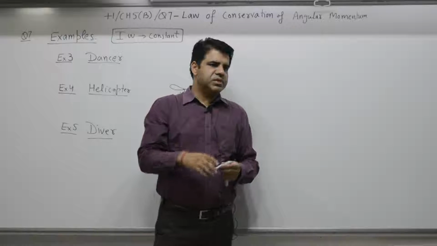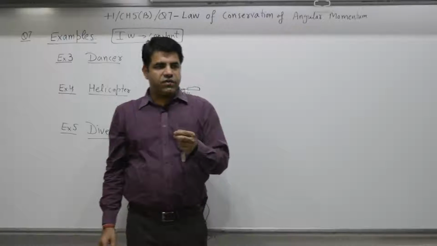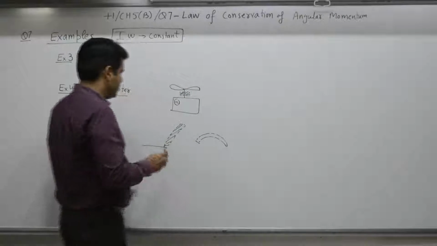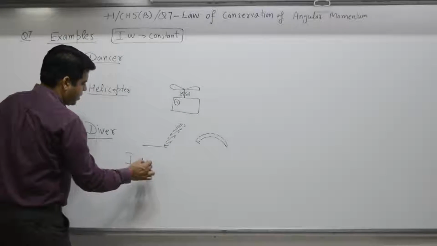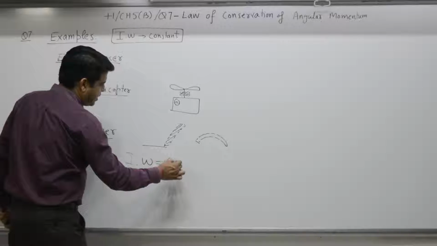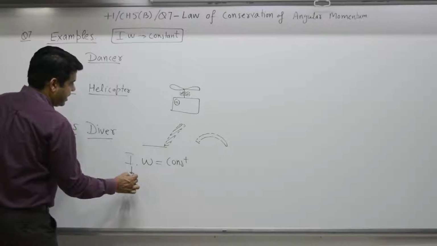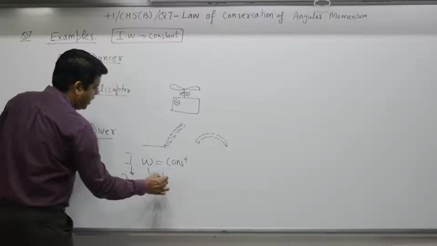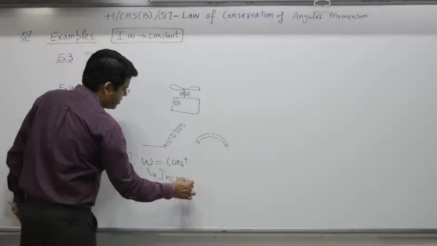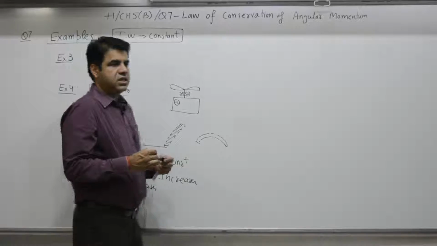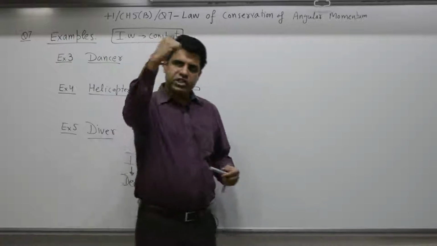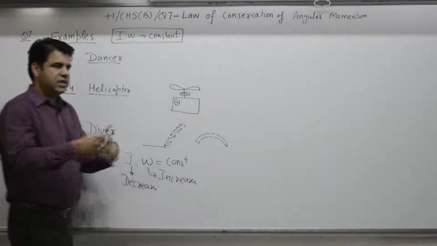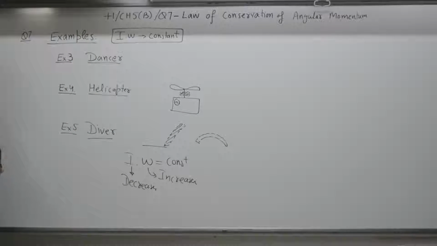so that the person can decrease the moment of inertia. If the moment of inertia I decreases, I into omega is what? Constant. I decreases, omega increases. That means the person can have more rotations before touching the water. That is how a person can control the rotation.